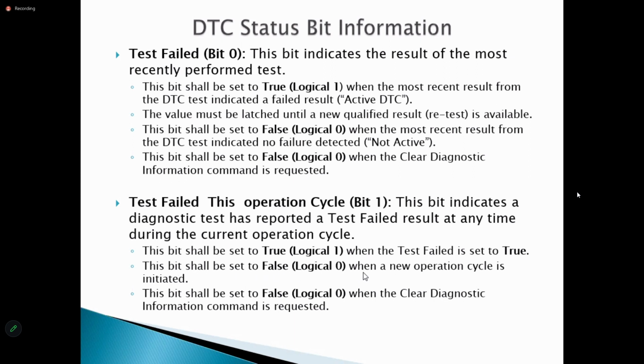This bit shall be set to false when a new operational cycle is initiated. In this operational cycle, this bit will not be set to false. When again we come back home and turn off the ignition, and the next day when we turn on and the test is run and the test is passed, then this bit will be set to false. Understood, guys?